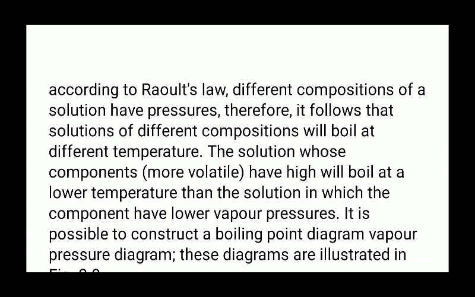According to Raoult's law, different compositions of a solution have different vapor pressures. Therefore, it follows that solutions of different composition will boil at different temperatures. The solution whose component is more volatile and has higher vapor pressure will boil at a lower temperature than the solution in which the components have lower vapor pressure. It is possible to construct a boiling point diagram from the vapor pressure diagram. These diagrams are illustrated in the previous figure.